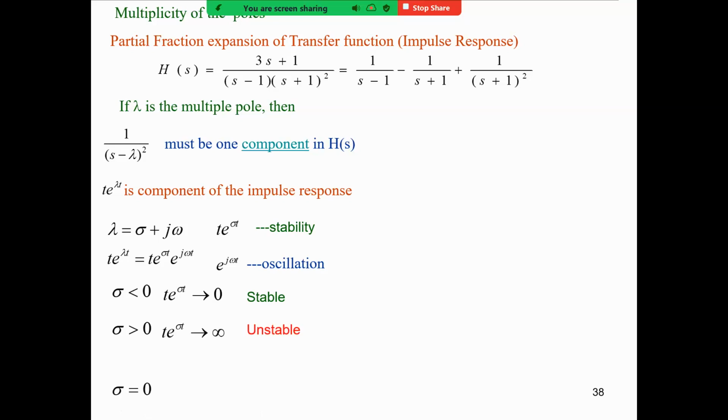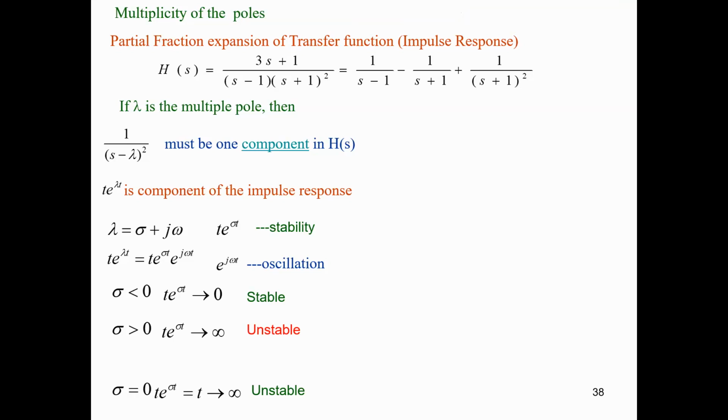Unstable. But when sigma equals 0, we know that if it's a simple pole, it's marginally stable, right? But now, in this case, when sigma equals 0, what would happen? Does it go to 1, or go to infinity, or go to 0? It goes to infinity because we have a t. Okay? This time, it is no longer marginally stable. It is unstable. That can also explain why the double integrator, 1 over s squared, is unstable. You have a double pole at 0.